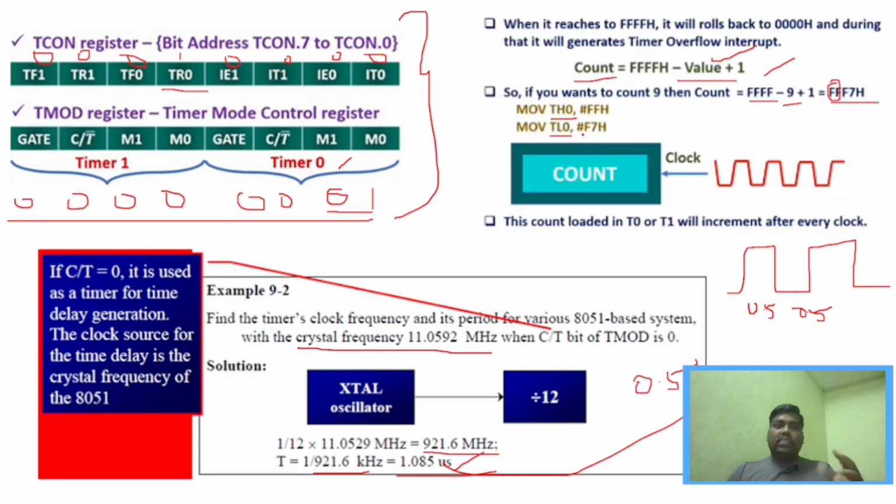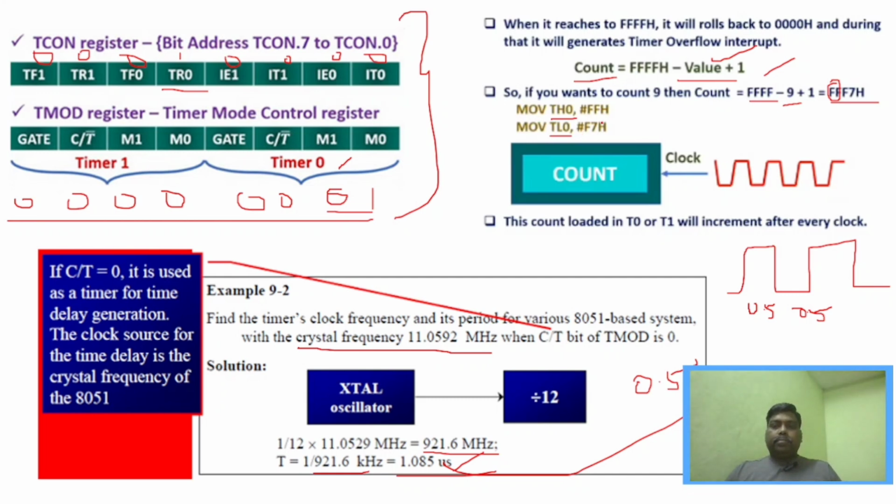So what we have done is, we have configured the TMOD register, we have configured the TCON register, and also we have obtained the TH value and TL value. All we have to do now is feed this information to the timer and start the timer, right?